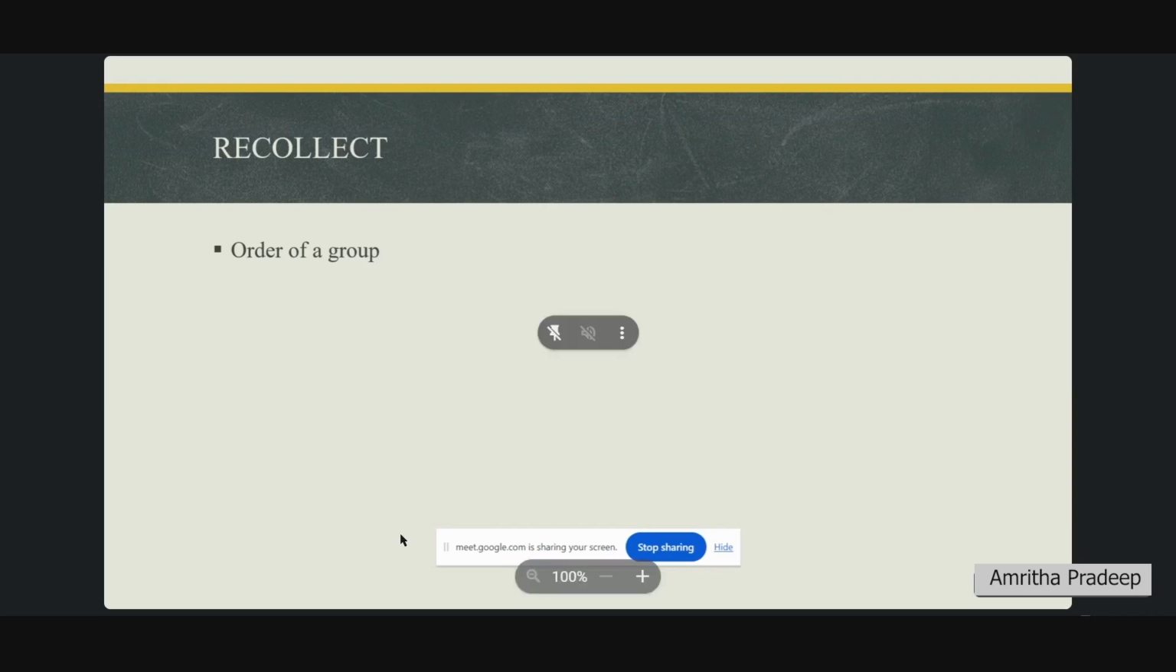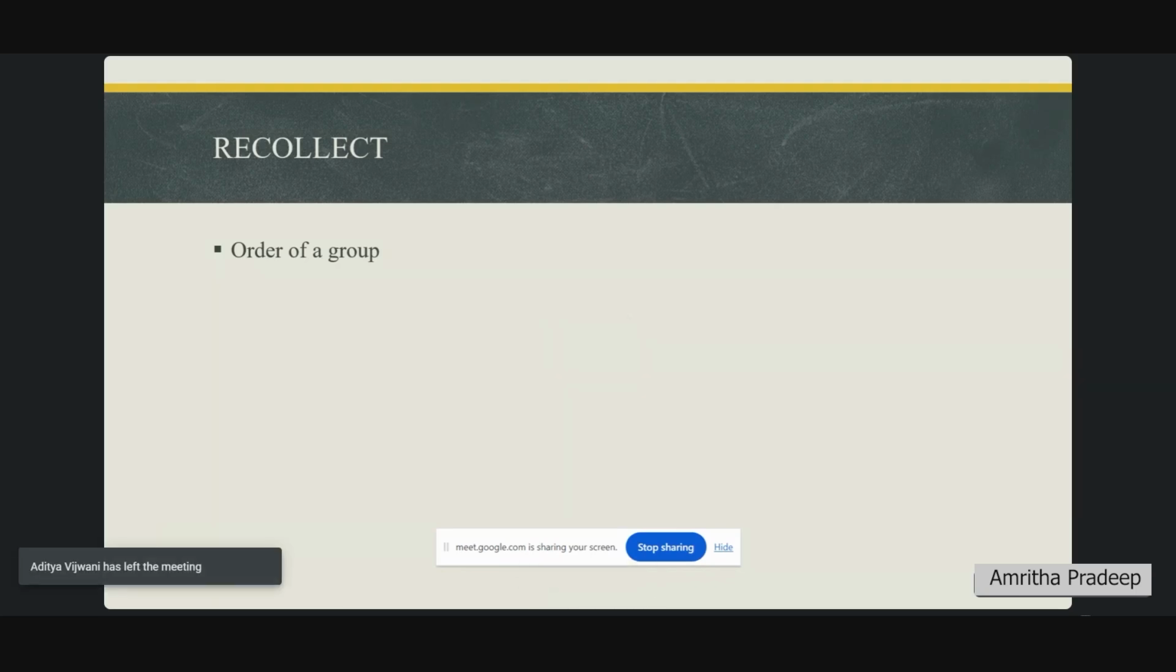Okay, so what is order of a group? The number of elements in its set. Right. So if I take an example of say Z4, then the elements are 0, 1, 2, and 3. So there are 4 elements. So order of the group Z4 is basically 4.